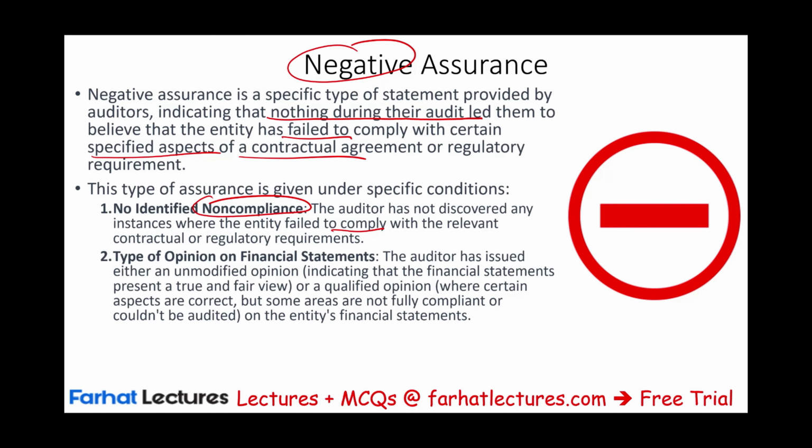Also, the type of the financial statement matter. The auditor has issued either an unmodified opinion, which is a clean, unqualified opinion indicating that the financial statements present a true and fair position, or you could have a qualified opinion where certain aspects are correct but areas are not fully compliant or could not be audited, but we can live with that. So when can you give a negative assurance? If we have a clean or qualified opinion.